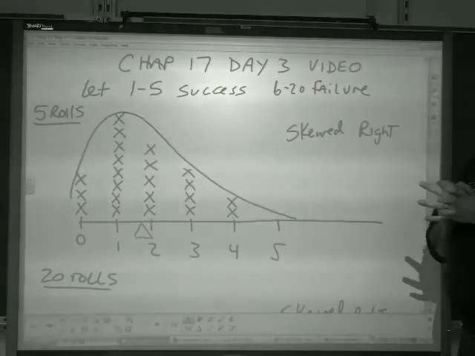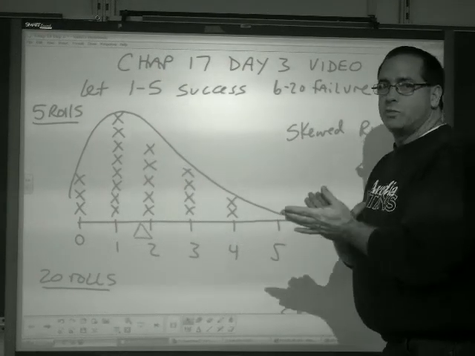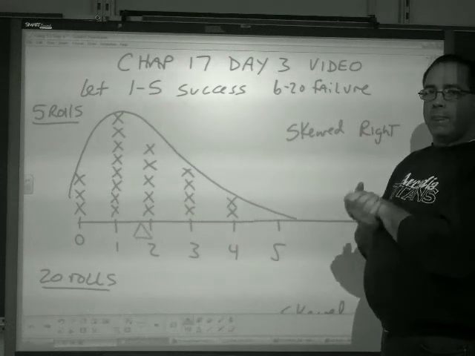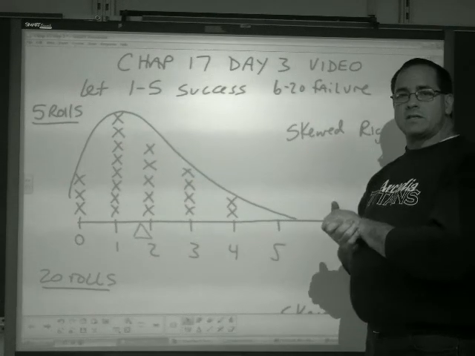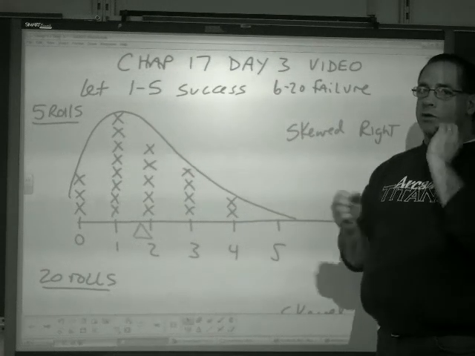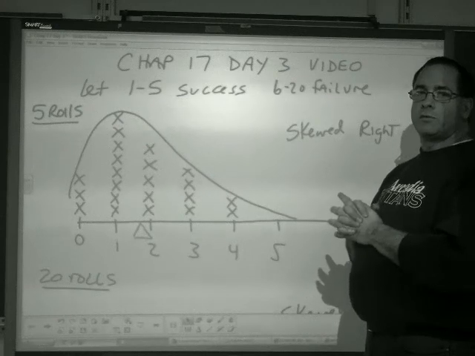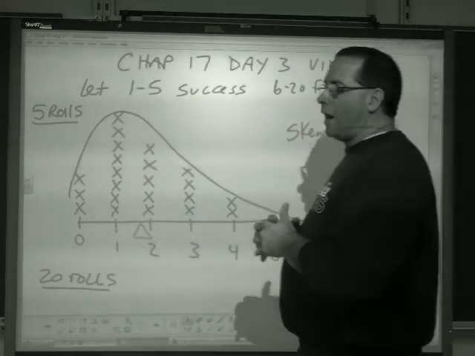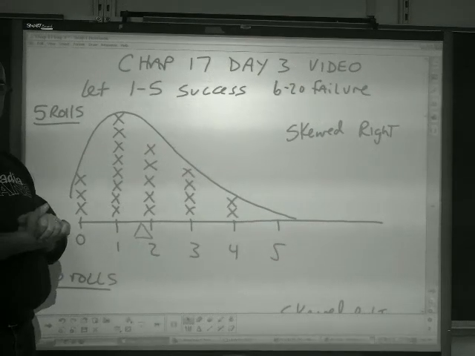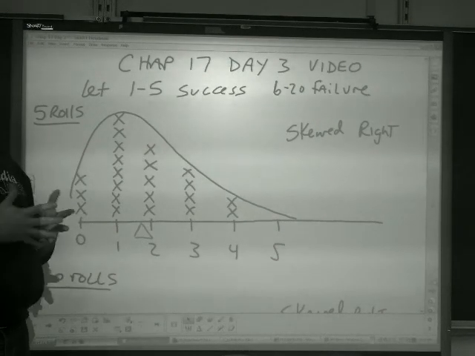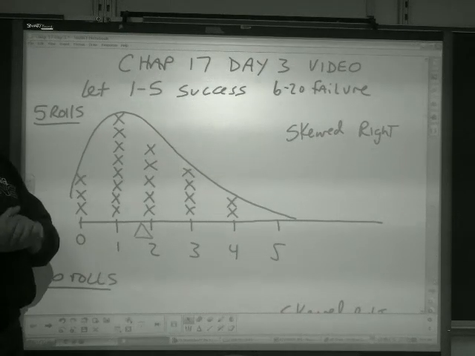Okay, chapter 17, day 3. In class we did a dice rolling activity in which we let 1 through 5 be success and 6 through 20 be failure. If you remember, we rolled the dice a certain number of times and counted the number of successes. The reason we're doing this is we're looking at how the graph behaves of the expected number of successes that we should be getting when we make a certain number of rolls.